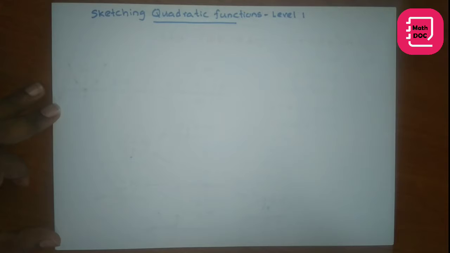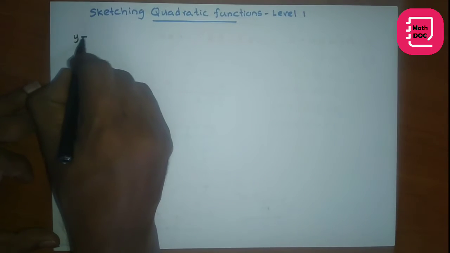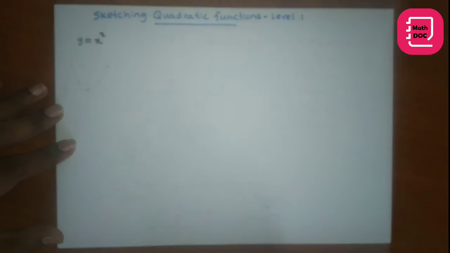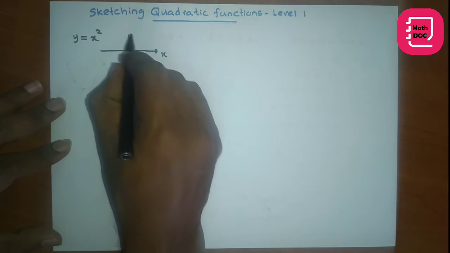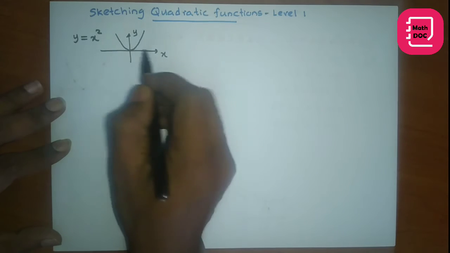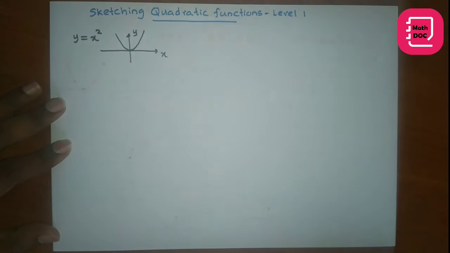Let's start the session about sketching quadratic functions, level 1. Y equals x squared we have identified as the mother function of quadratic. Then we know the sketch is a parabolic shape with vertex (0, 0) and the symmetrical axis is the y-axis. That is the general graph. Then let's see a few special types.